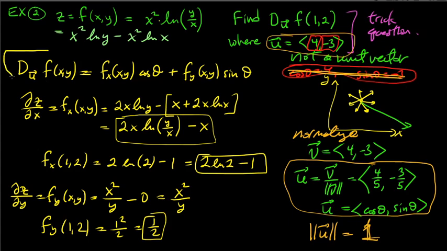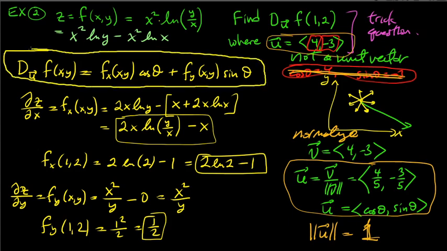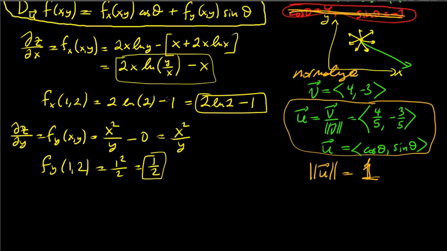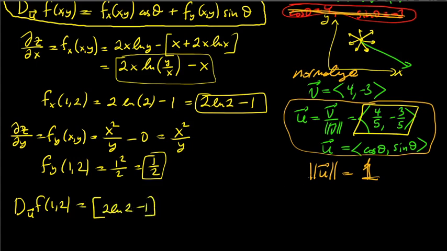Okay, now for the directional derivative, what are we going to get? So the directional derivative in the direction of u, and again, it's this u here, the unit vector, right, at the point 1, 2, is going to be, so the x partial was this number here, 2 log 2 minus 1, times the cosine of theta, which is 4 over 5, plus, and then 1/2 times the sine of theta, which is negative 3 over 5.